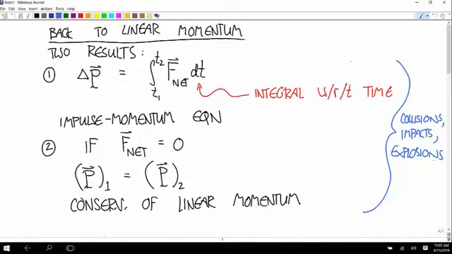Yeah, so the system is what it originally started as, and then at instant 2, you're talking about these 4 chunks that are flying off.